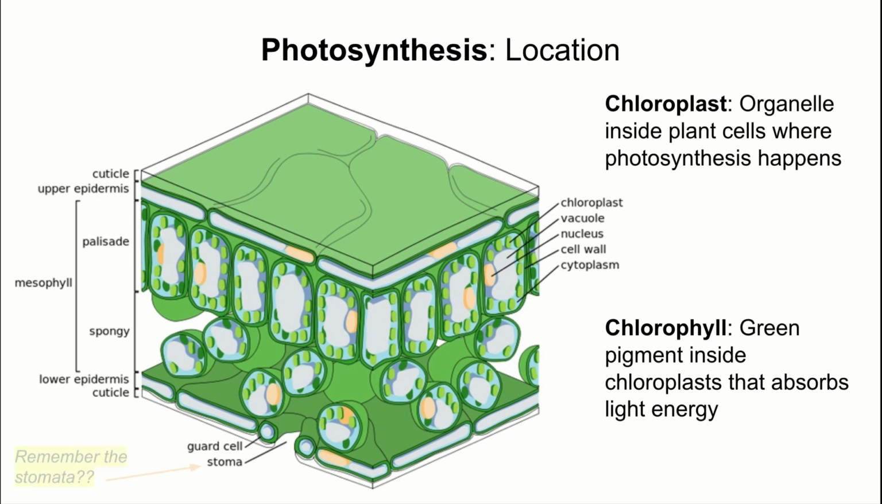So here's how to draw your own leaf that we're going to be modifying in a moment. Oh yeah, before I move on, did you see what popped up on the lower left? Remember the stomata that we talked about last week? Those holes on the bottom of the leaves that open and close to let gases in and out? Well, you can see them in this picture, and they're going to be really important for photosynthesis.